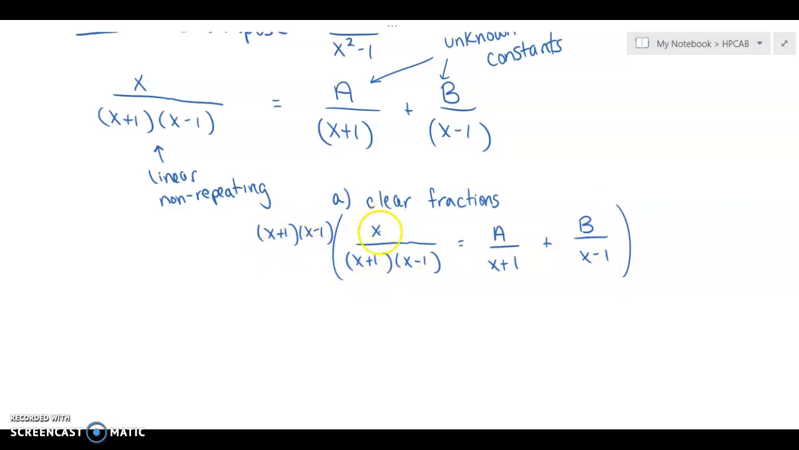When we multiply the first term, you're just going to get x. And the next one, the x plus 1s will cancel. You'll be left with a times (x minus 1). And then when you multiply by the third term here, the x minus 1s will cancel. You'll be left with b times (x plus 1).